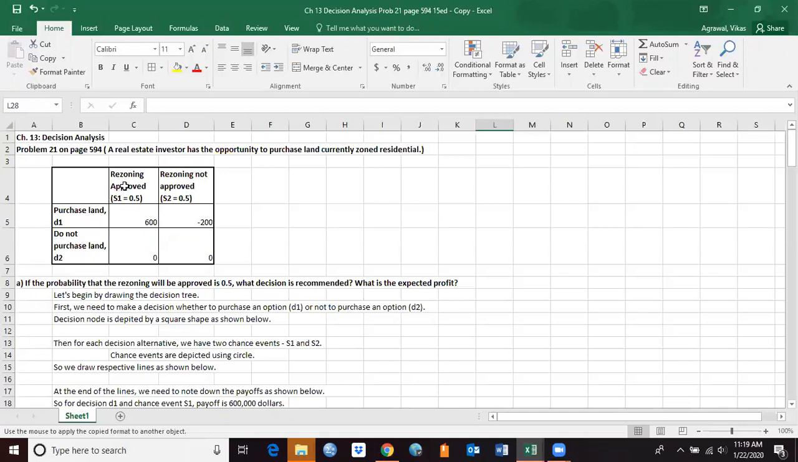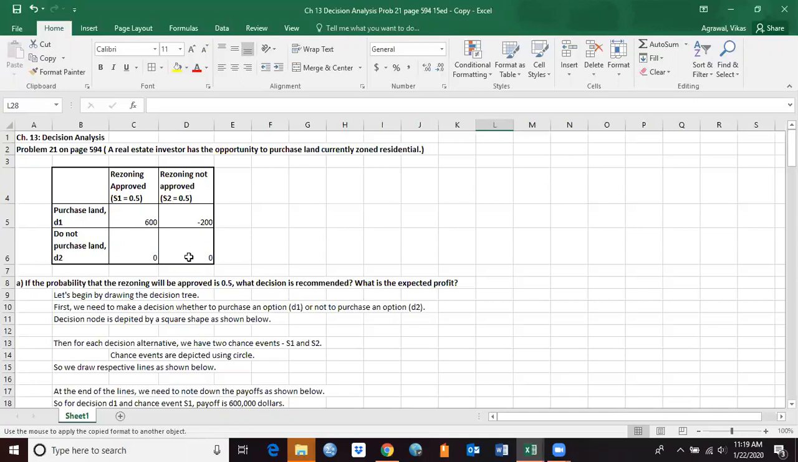So if the rezoning to commercial land is approved, he will make $600,000. If the rezoning to commercial land is not approved, he is going to lose $200,000. So the probability that rezoning will be approved is 50%, and it will not be approved is 50% also. So this is called a payoff table. The numbers here are the profits.